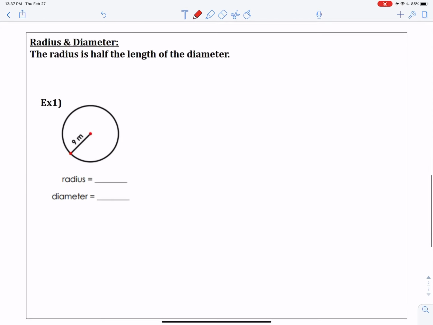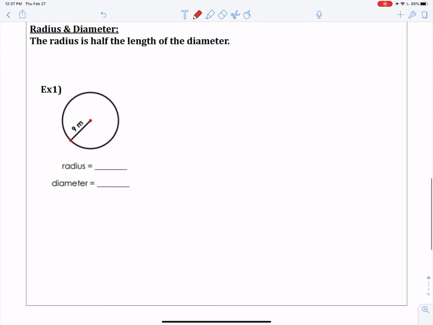The second thing we're going to talk about is the radius and the diameter. So the radius is half the length of the diameter. So in this picture, they give us our radius, and it is 9. So we would double that in order to find the diameter. So I'm just going to draw a different diameter on here and label it 18.